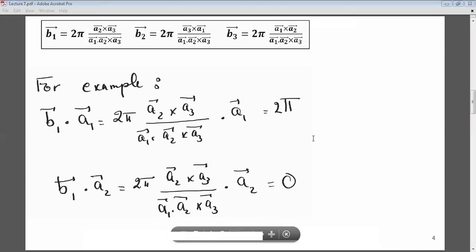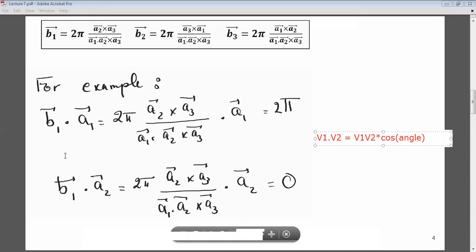Here you can quickly remember that for any two vectors, V1 dot V2 is equal to |V1||V2| times the cosine of the angle between them, right? A2 cross A3 gives a vector perpendicular to A2, so the angle between A2 and A2 cross A3 is 90 degrees. If I put 90 in the cosine, the dot product is 0.